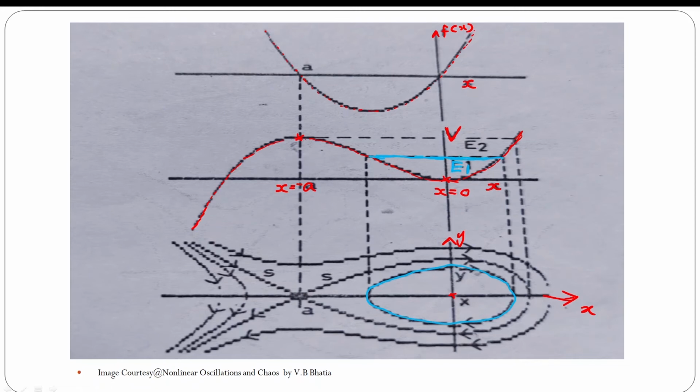For energy value E1, the motion is bound about x equal to 0, and you can see that the phase space is almost an ellipse. Actually speaking, for very small values of x, it will be exactly an ellipse, otherwise it will be a closed curve. So this x equal to 0 corresponds to a vortex or center, and for the value of energy E1, the phase space trajectory is a closed curve as shown.